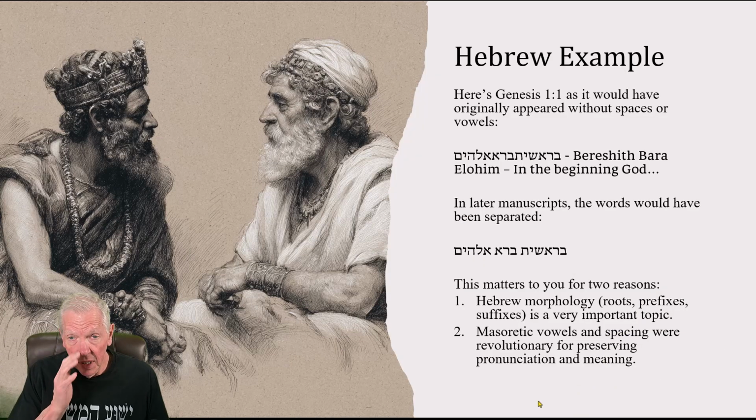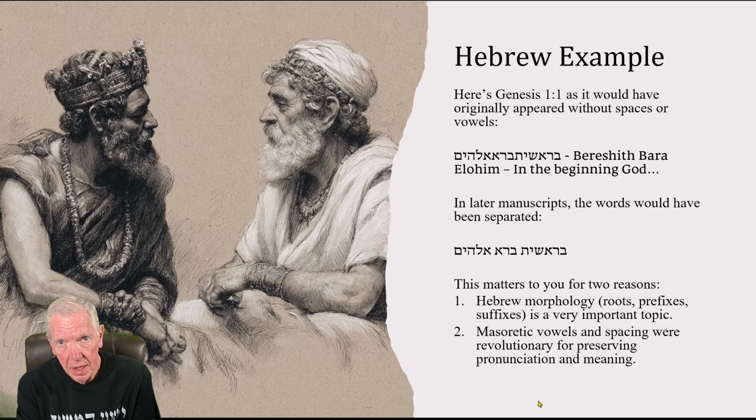Now, in the original Hebrew, this is Genesis 1:1, just a snippet of it. It would have appeared without spaces and without vowels. So you can see there, Bereshit bara Elohim, in the beginning God, is what that says. That's all. It reads from right to left. There are no vowels and there are no spaces in there. In later manuscripts, the words would have been separated into separate words, without vowels still.